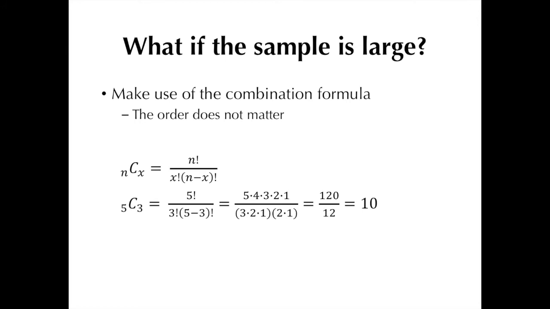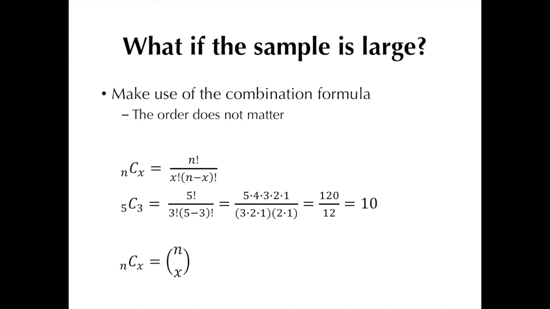So the combination of 5 taken 3 is equal to 10, which are the 10 possible ways in which 5 patients, with 3 of them dying, can be randomly drawn. Now, take note of the combination formula here, so it can also be written as such, and this is read as n taken x.